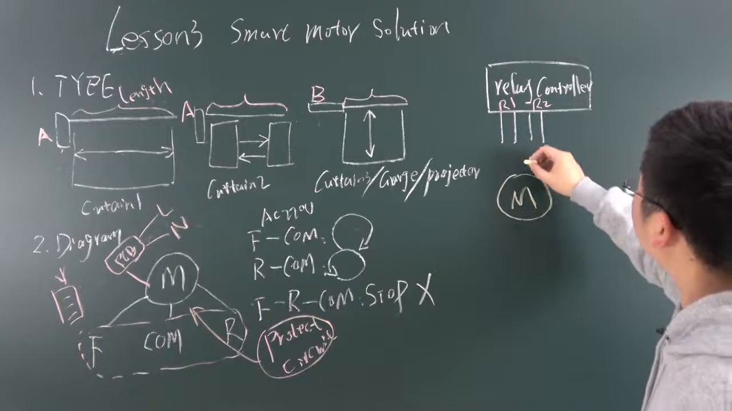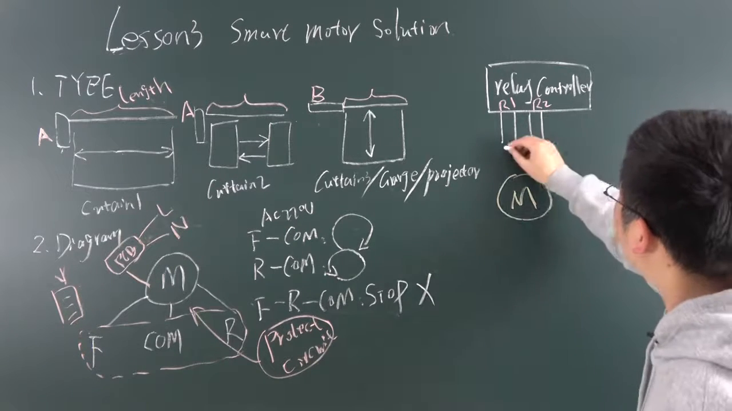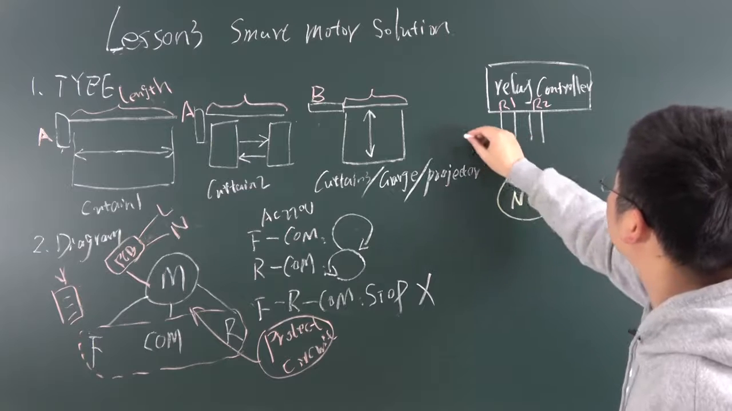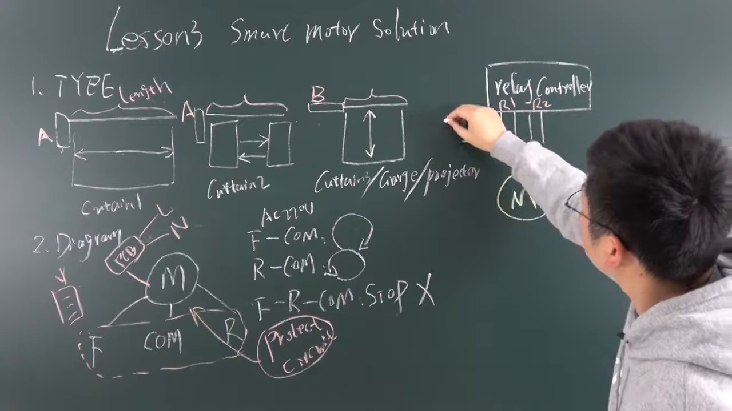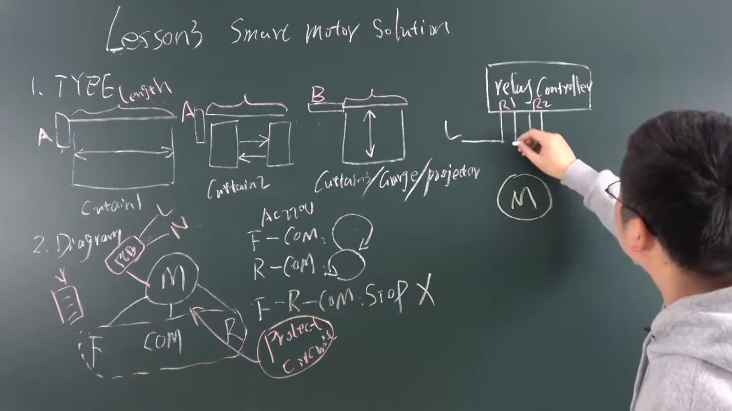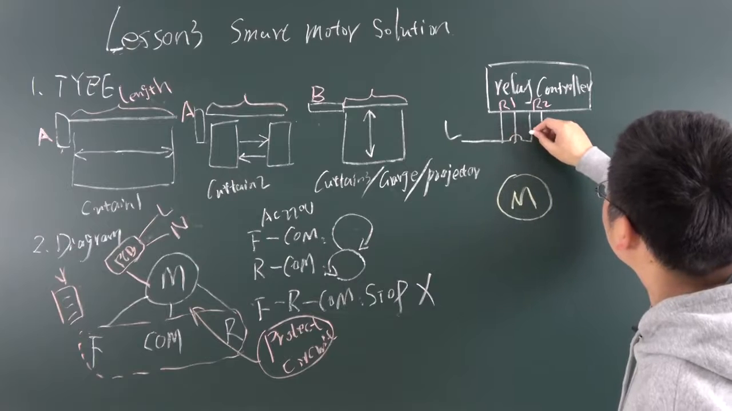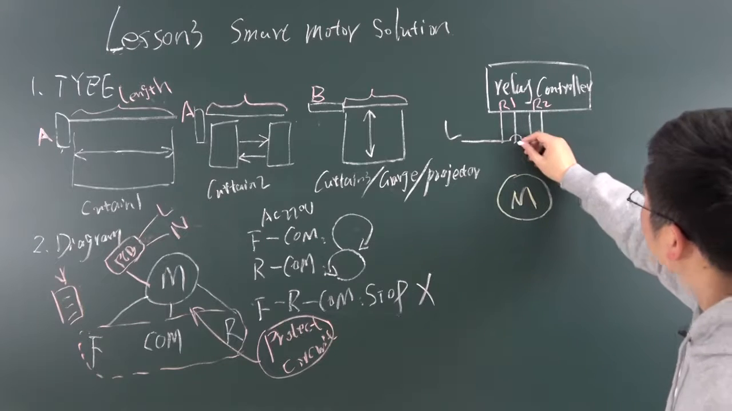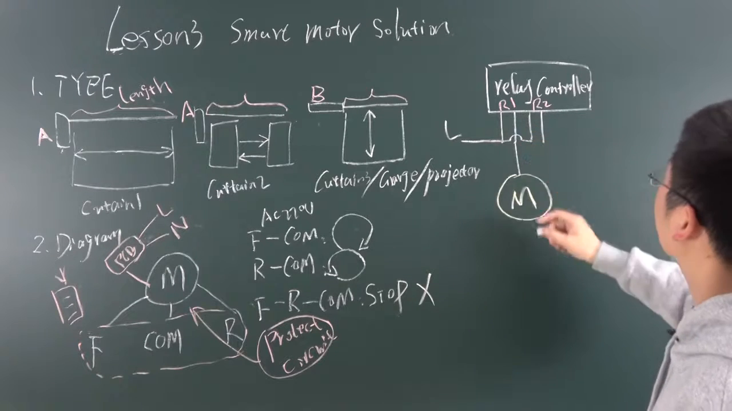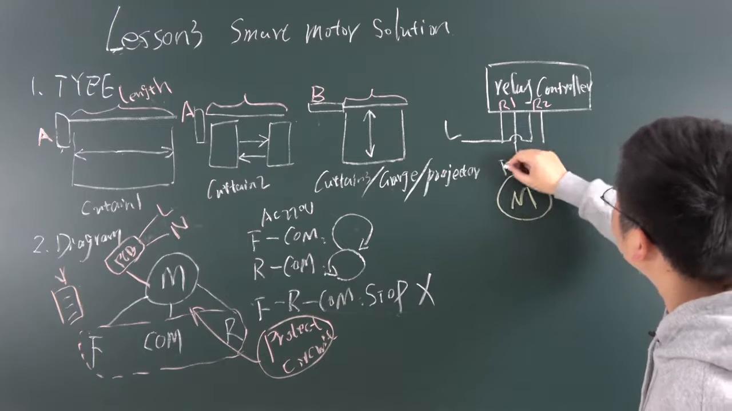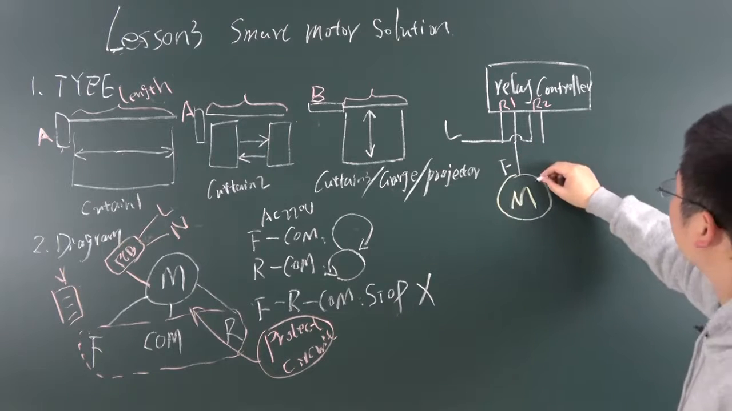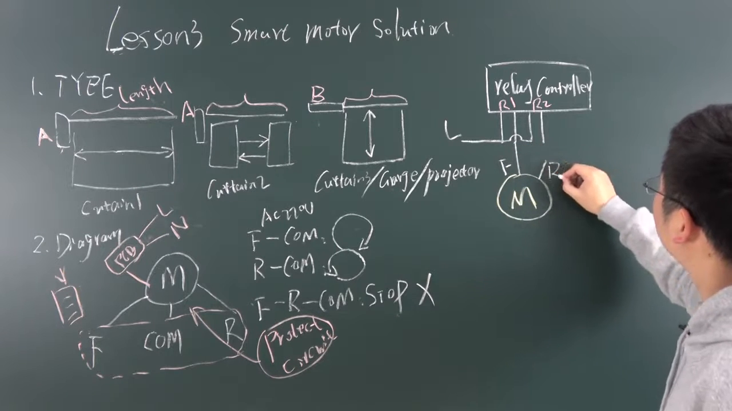Then I can connect the line. This is for the L line. And this is also for the L line. And this output may be connected with this. This is F. And this is R.